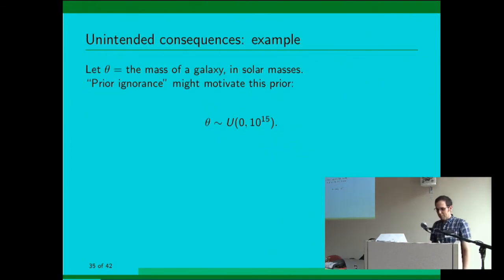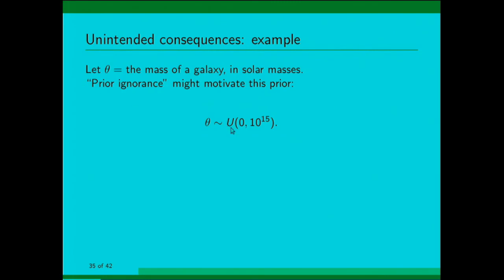So for one example, imagine that we wanted to know the mass of a galaxy in solar masses, and we're denoting that mass by theta because that's a symbol that makes sense to me. Theta is just the unknown parameter. So if you were ignorant of the mass of a galaxy in solar masses, you know something about the universe, so you know that it's going to be more than zero solar masses and less than 10 to the 15, say.